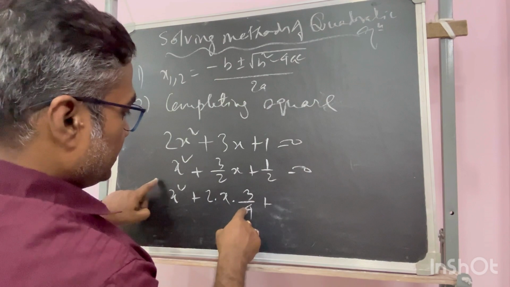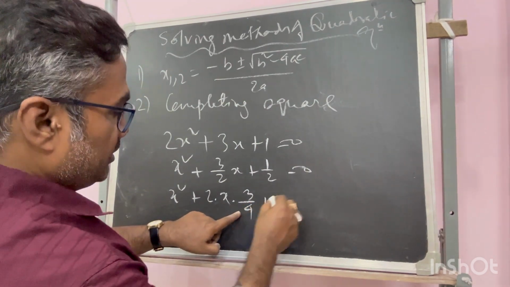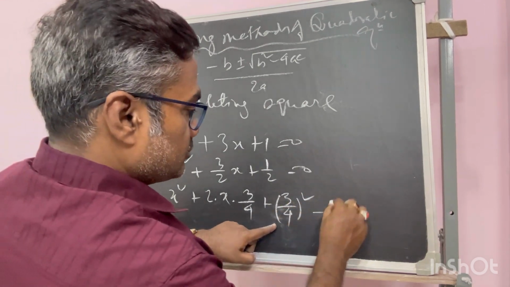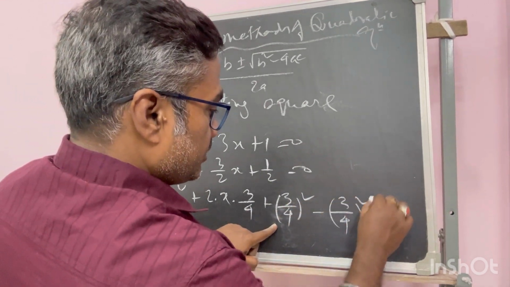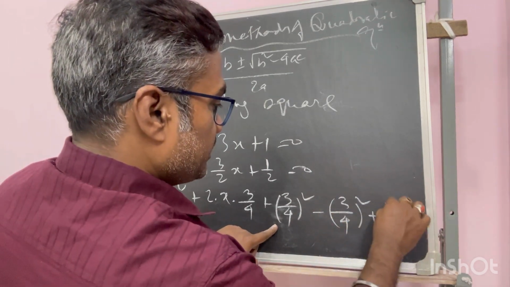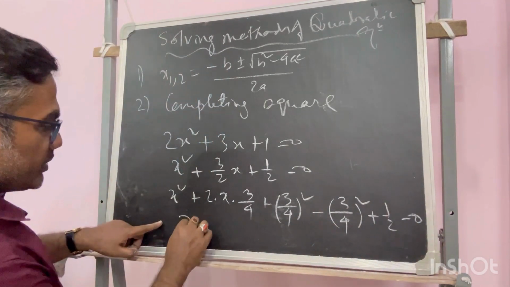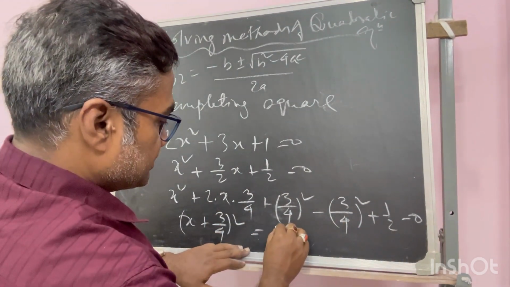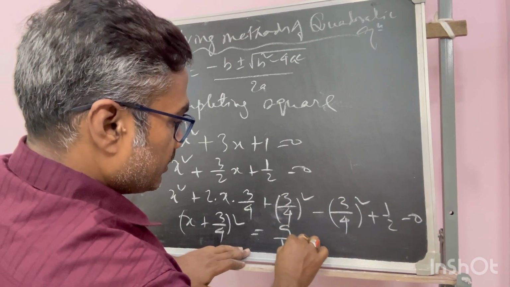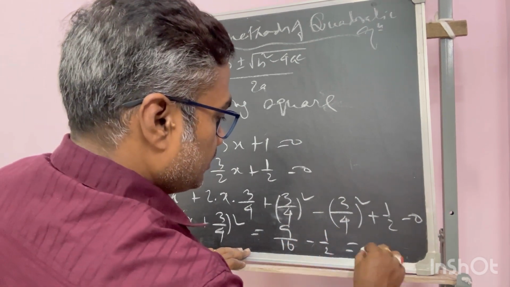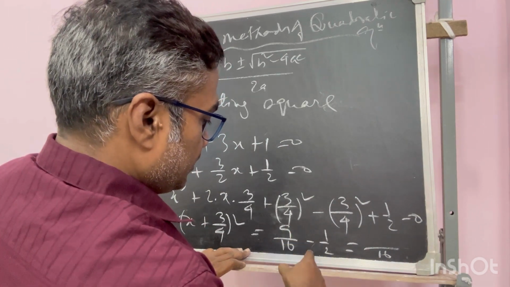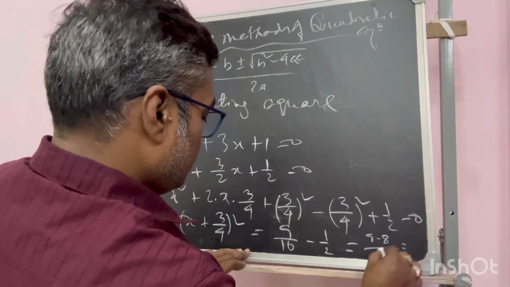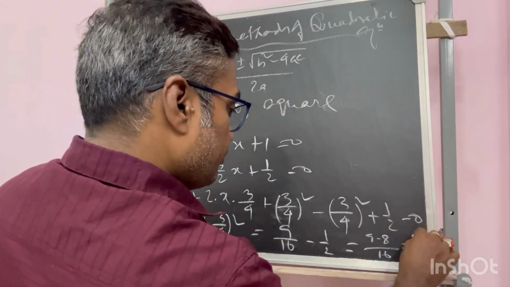Then after, if I presume it is a b, this square has to be there. As I brought it in, I have to bring it back so that it will balance, then plus 1 equals 0. So now x plus 3 by 4 whole square, and the remaining term will go that side. So this will be 9 by 16 minus half. If I do that, 16 will be the LCM, 9 and 8, that will be 9 minus 8, that is equal to 1 by 16.